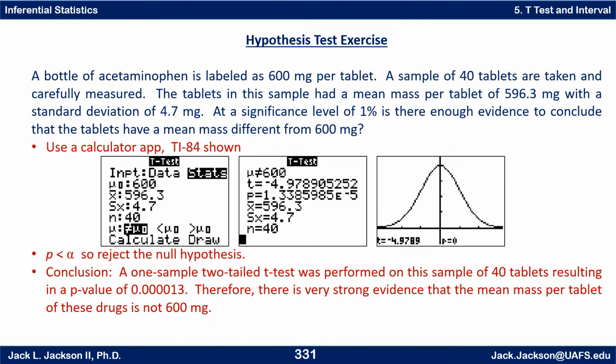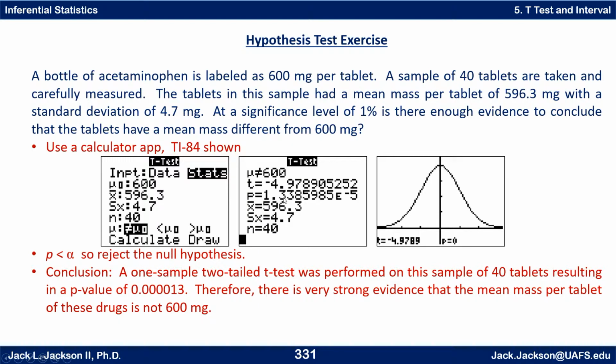We work this through on the calculator, pretty easy with the calculator app. The TI-84 version is shown. The Inspire version would be very similar. So we run our t-test, go to stat test, and choose t-test. It's one of the first ones there. Choose stats. Mu naught is 600, x bar is 596.3, s is 4.7, n is 40, not equal, and either calculate or draw. Here I did a calculate.